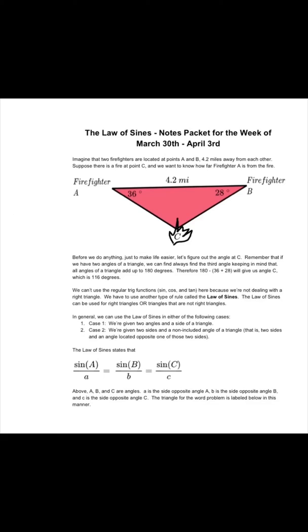The second case in which we can use the law of sines is the case in which we're given two side lengths and a non-included angle of the triangle. What that means is two side lengths and an angle located opposite one of those two sides.